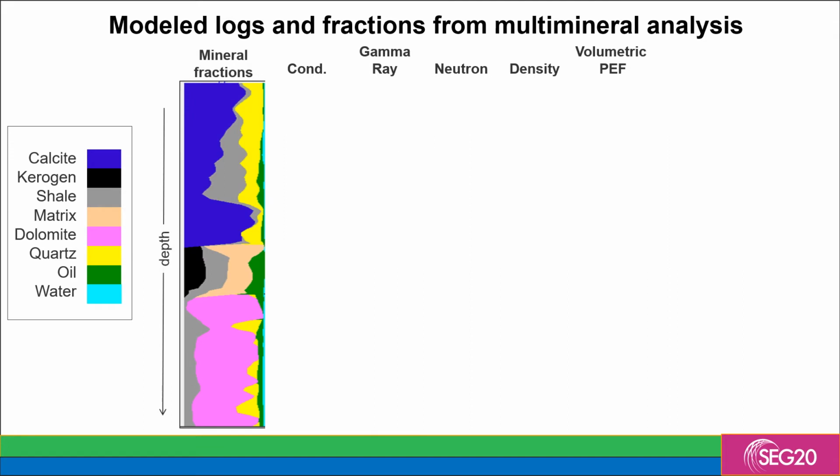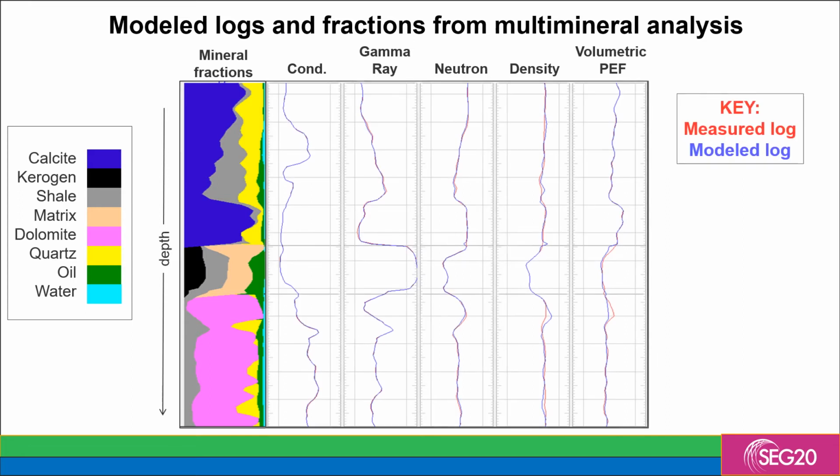These amounts are indicated here by the area of the different colors. The other output are the model curves, here in blue, that we compare with the measured curves in red to check whether the results are plausible. Something important to notice in this example is that since we didn't have enough logs, we created a mixed mineral called matrix from carbonates and quartz in the interval of interest to be able to solve for the kerogen properties.